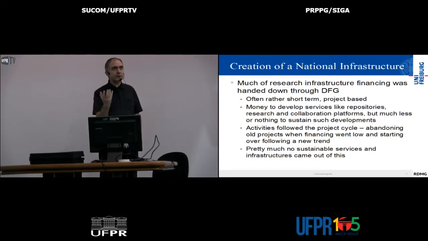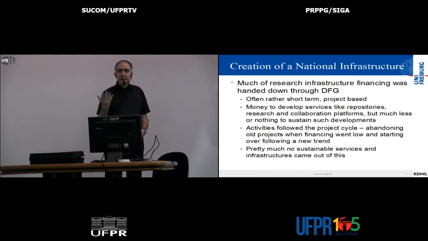You have a project that runs for 2, 3, 4 years, and within that project you also get money for data storage. But what happens then? After the 4 years, the funds dry out and you sit on the data and you throw it away. And the National Science Foundation realized that this is indeed a waste of money.